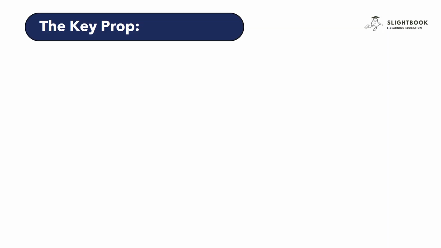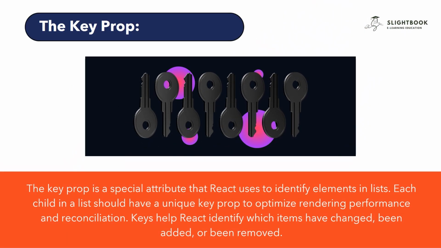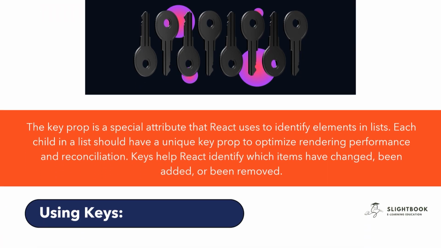The key prop. The key prop is a special attribute that React uses to identify elements in lists. Each child in a list should have a unique key prop to optimize rendering performance and reconciliation. Keys help React identify which items have changed, been added, or been removed.